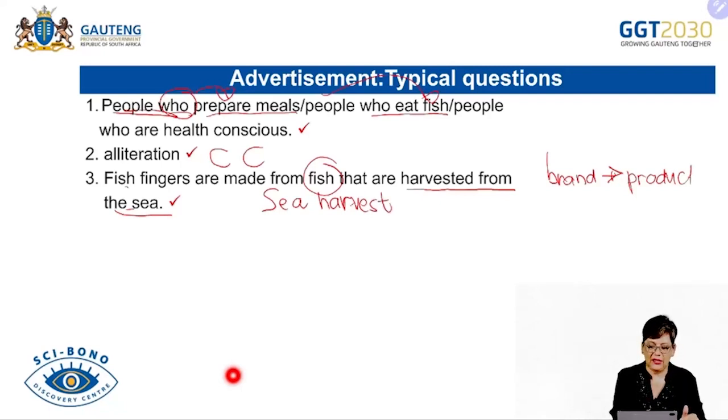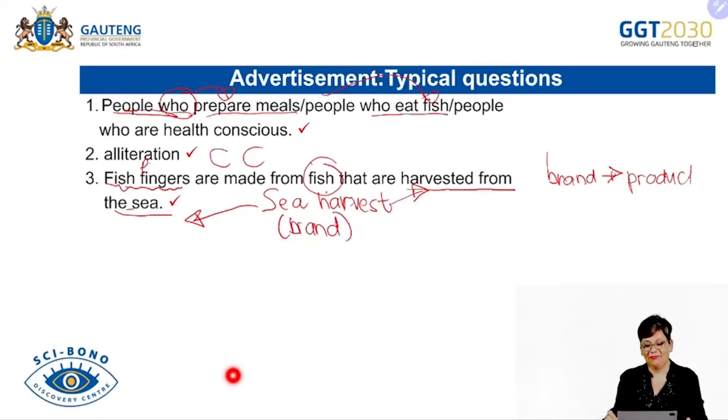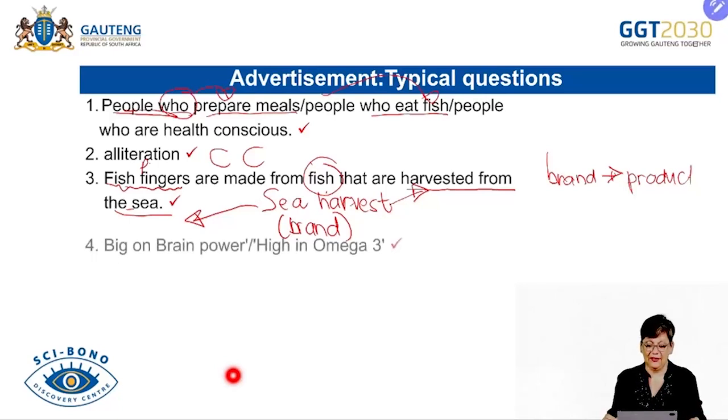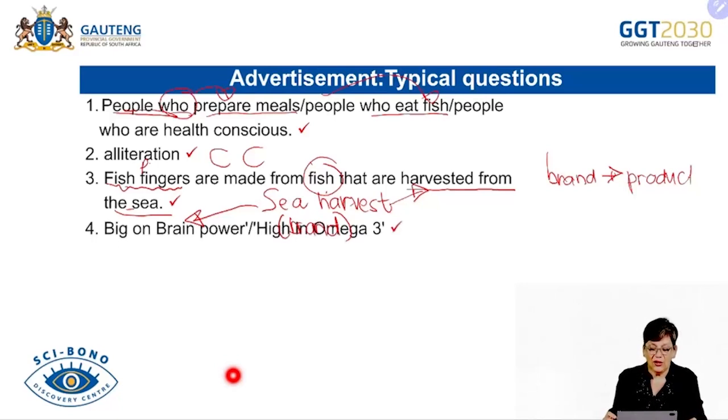And you see what we've done here. Fish fingers, that's our product, are connected to Sea Harvest because they're made from the sea and they're harvested from the sea, and this is my brand. How clever is that? All right, so we can ask you a question like that, definitely. And we wanted 4 consecutive words on it's good for your brains: big on brain power. Right, that's an easy one.